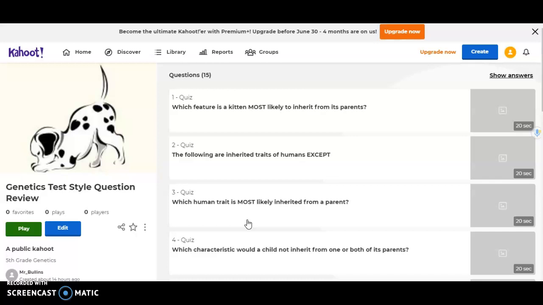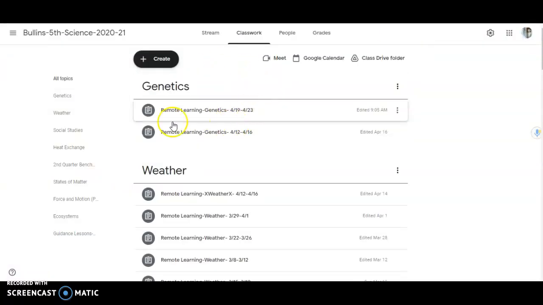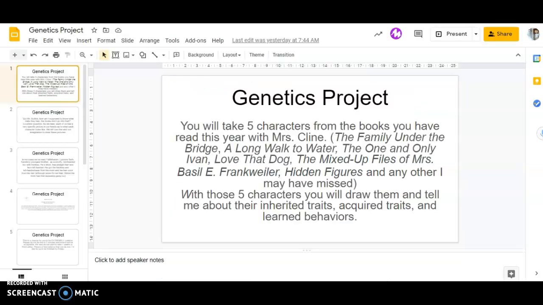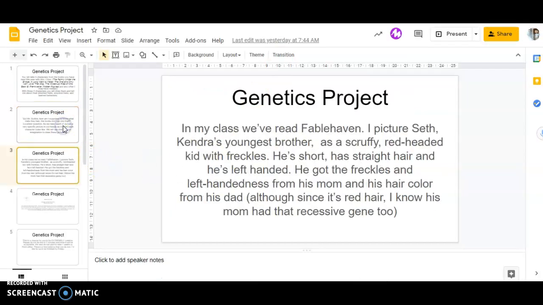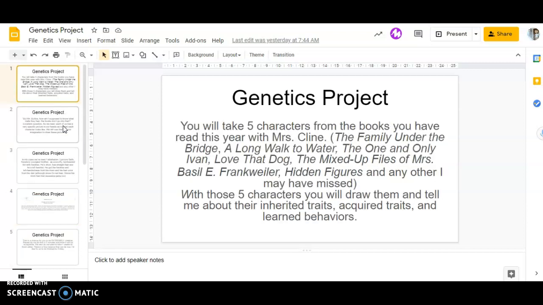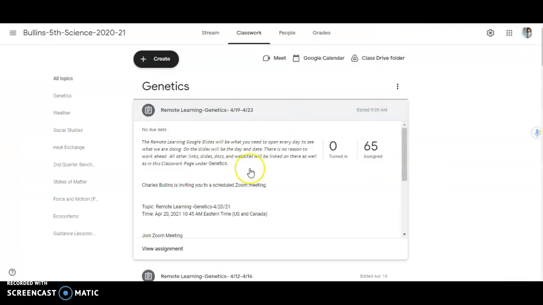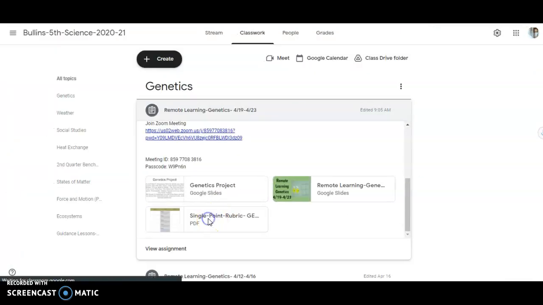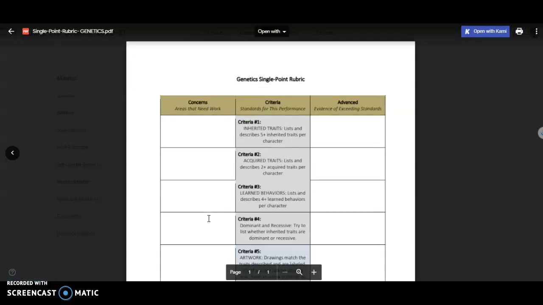We're going to be doing more of the test style question reviews on Thursday, and don't forget your test is on Friday, vocabulary quiz is on Thursday. So if we go into genetics, and I know that we have talked about the genetics project, you have that in your Google Classroom, but I did add something else today that I want to go over really quickly with everyone, and that is our rubric, just so you understand what you're doing.